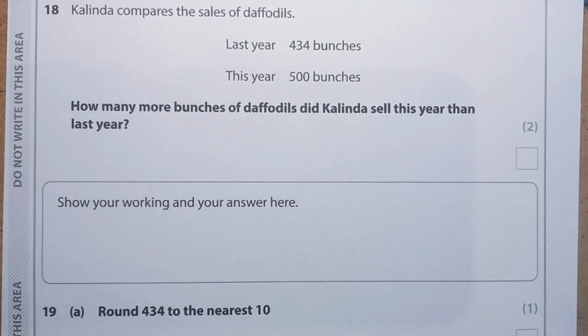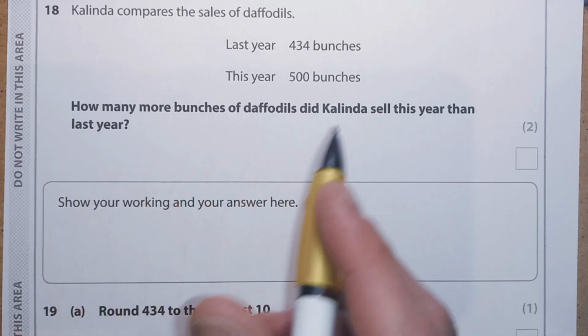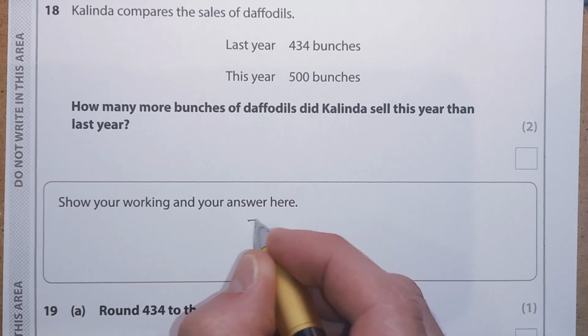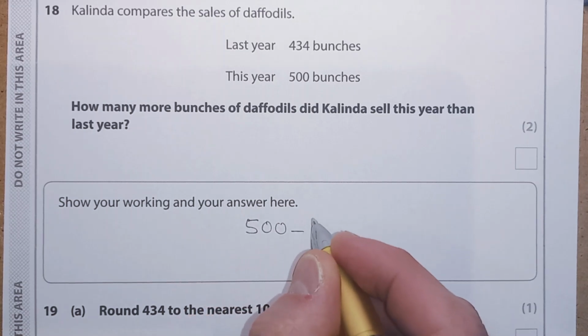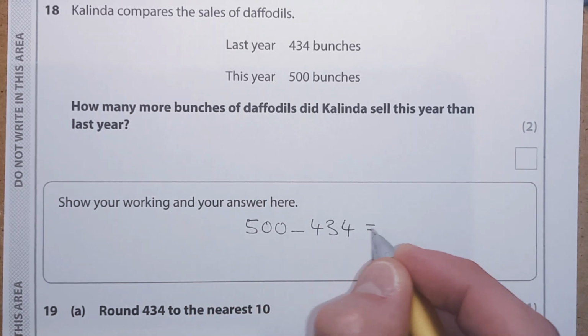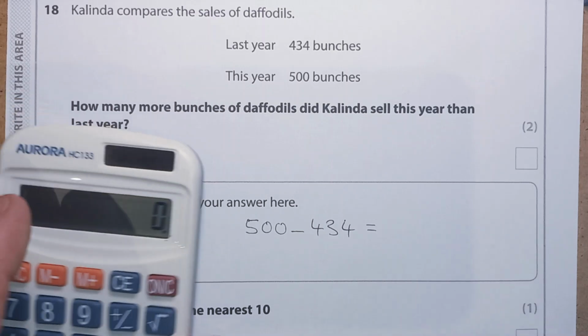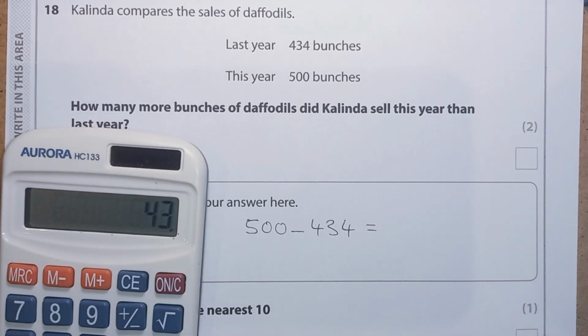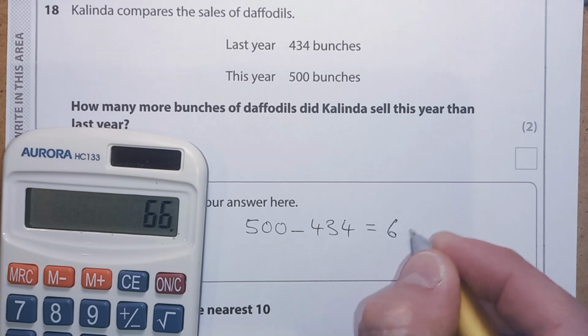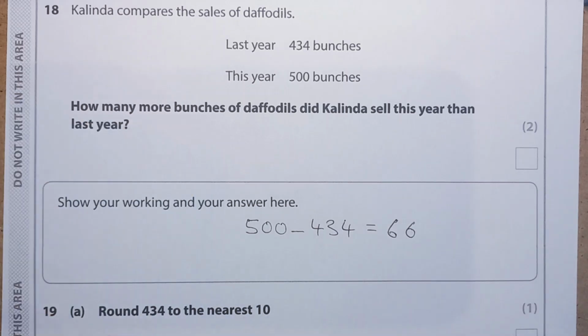Question 18. Kalinda compares the sales of daffodils. Last year, 434 bunches. This year, 500 bunches. How many more bunches of daffodils did Kalinda sell this year than last year? So again, we're looking at differences. So we take the bigger number, 500, and subtract the smaller number. And we get 66.